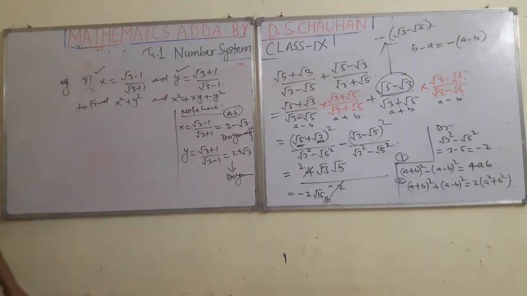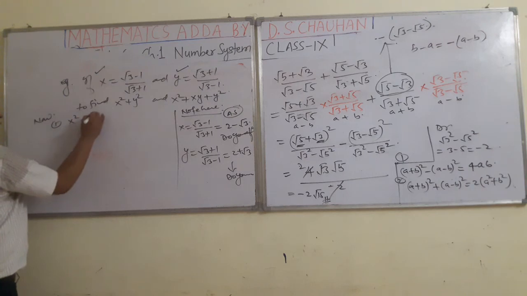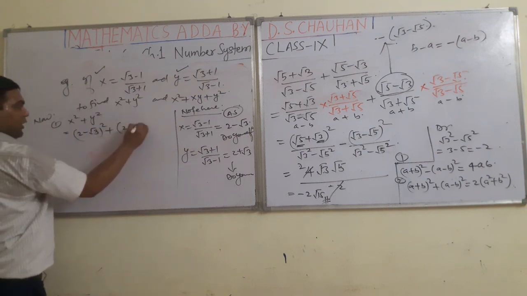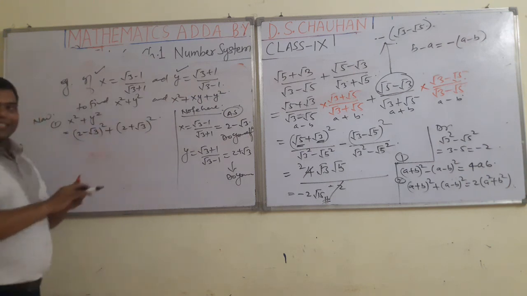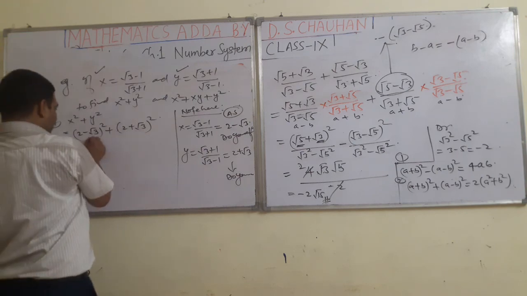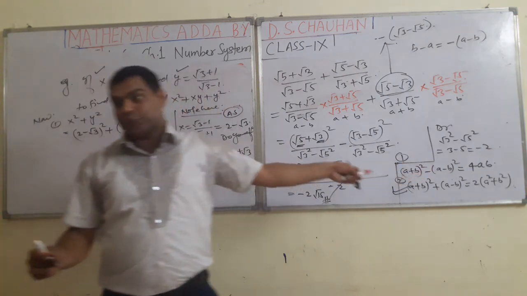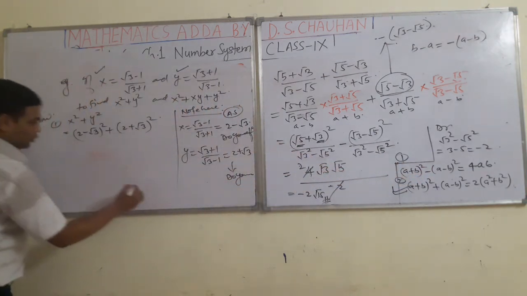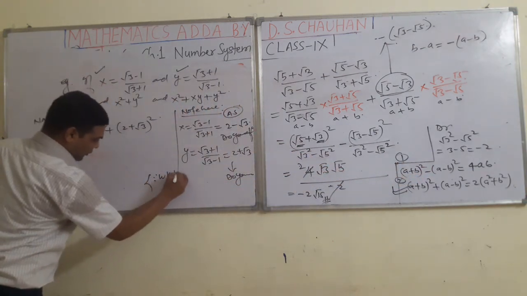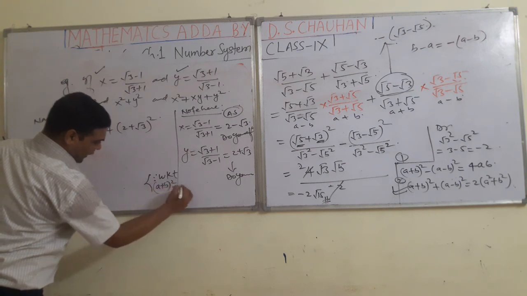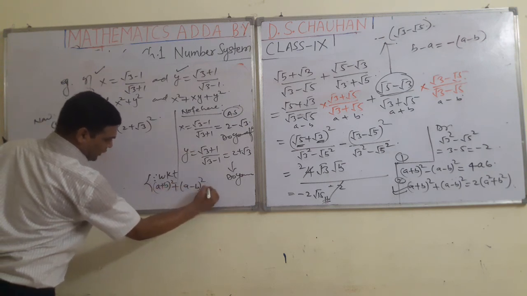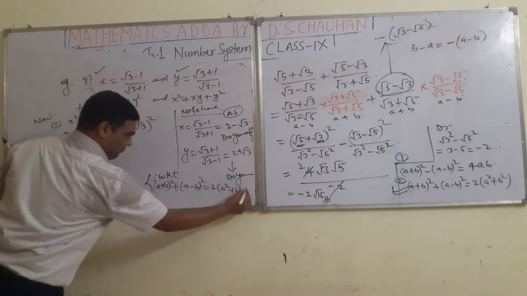Now put these values. x square plus y square, x is what? (2 minus root 3) square plus y square (2 plus root 3) square. Now it is of the type (a plus b) whole square plus (a minus b) whole square. What is the formula? 2 times (a square plus b square). Since we know that (a plus b) whole square plus (a minus b) whole square is 2 times (a square plus b square).